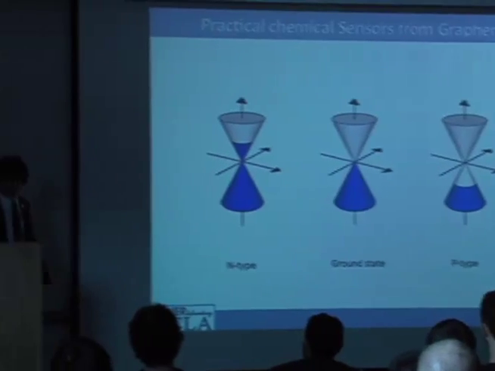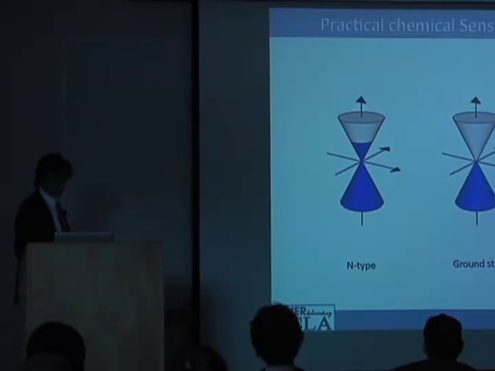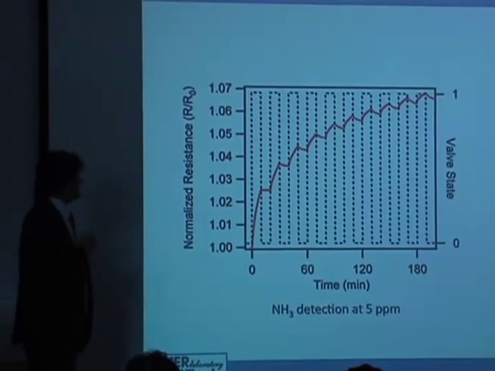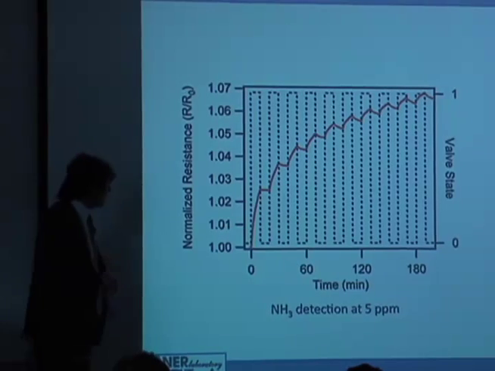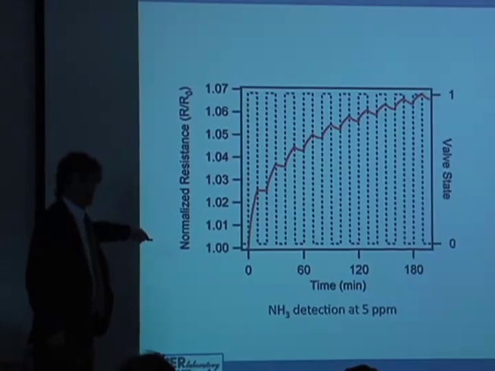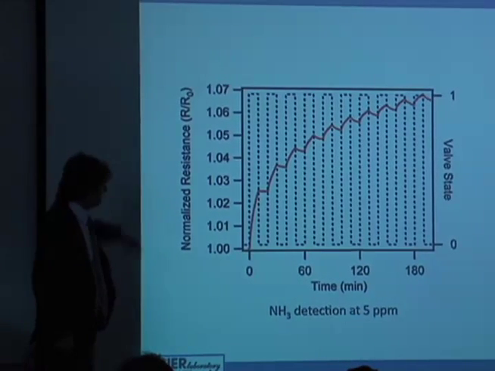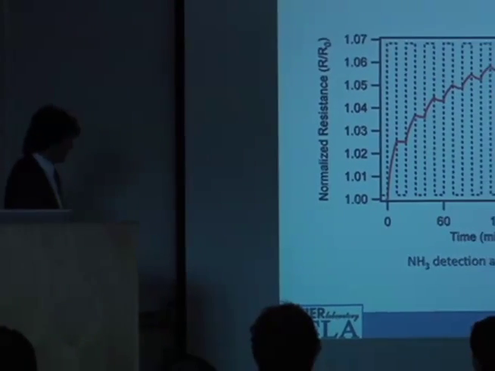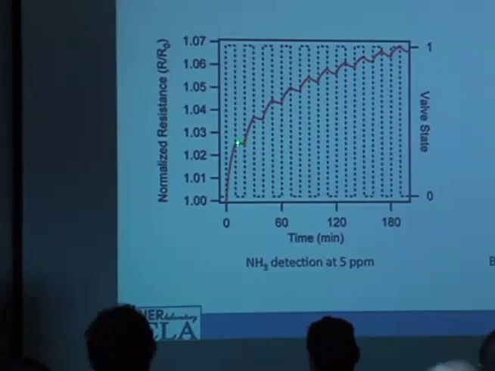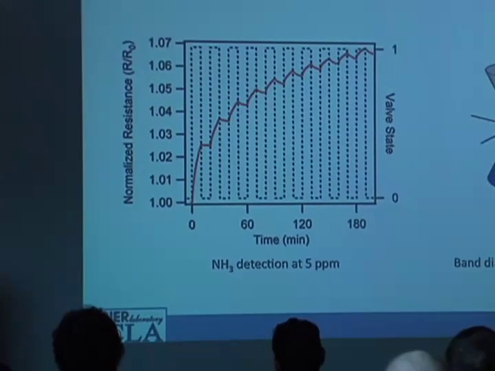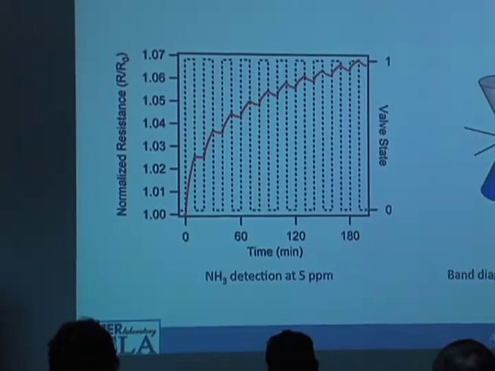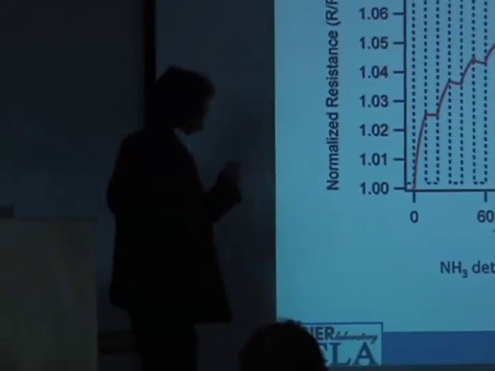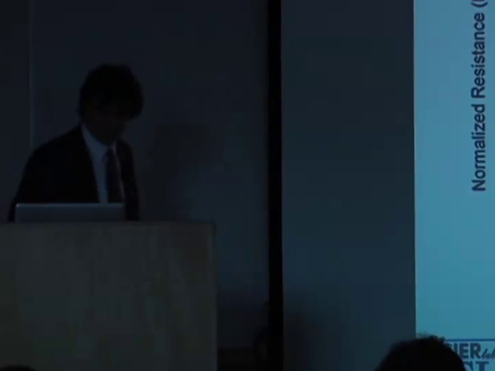Okay. However, the material we use, we start from graphite oxide, and it's partially oxidized. There's always a little bit of residual oxygen. So here's the band structure we believe we start with, right? We have some holes in the valence band. So if we bring up an electron donor, ammonia is a good electron donor, at 5 parts per million, every time it sees ammonia, the resistance goes up. Okay, why is that? Well, if you think about it, what we're doing is we're filling in states in the valence band. So we can detect ammonia at 5 parts per million, no problem.